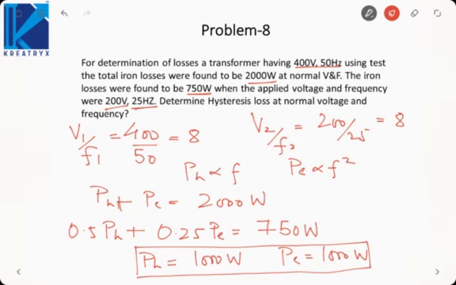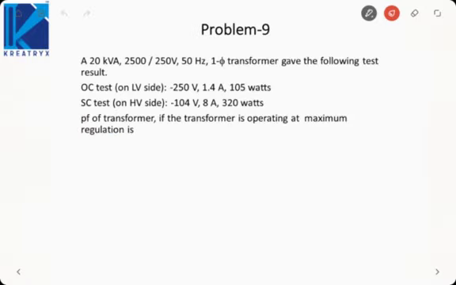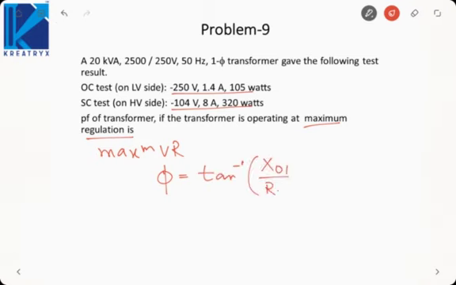So let us move on to our last problem. It is given a 20 kVA 2500 by 250 volt 50 Hz transformer that gives the following test results. We have been given the open circuit test and short circuit test. Now it is asking the power factor if the transformer operates at maximum regulation. We know for maximum VR we derived phi equal to tan inverse, how much it was? X01 by R01.